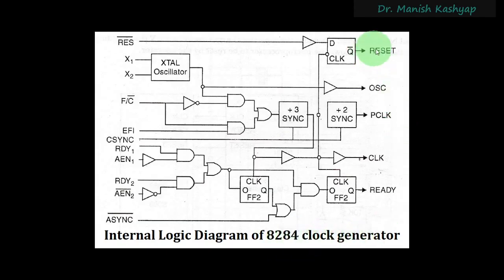You can see that we are mainly interested in this reset signal. Then this is the oscillator signal, which is the output for clock. Then this is PCLK, which is for peripheral clock. Then this is the clock output, and this is the ready output, right?